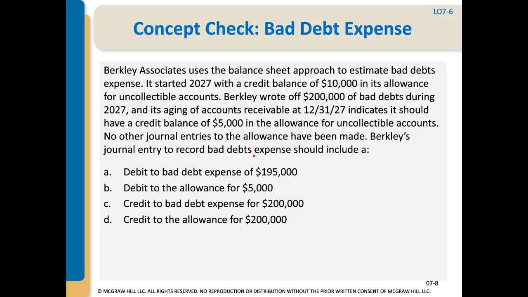Berkeley Associates uses the balance sheet approach to estimate bad debt expense. So we know already we're going to look at our accounts receivable and our allowance for uncollectible accounts, because it's the balance sheet approach. It started 2027 with a credit balance of $10,000 in its allowance for uncollectible accounts. Let's just try a T account for the allowance. And it tells me that we started with a $10,000 credit balance.